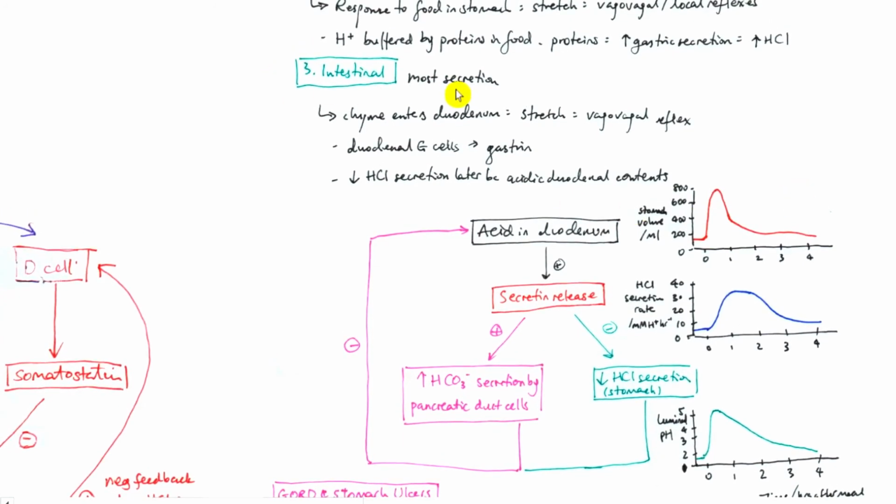So this is what happens when chyme enters the duodenum, and increased stretch causes a vagovagal reflex again. The duodenal G cells secrete gastrin, and decrease the hydrochloric acid secretion later because of the acidic duodenal contents.